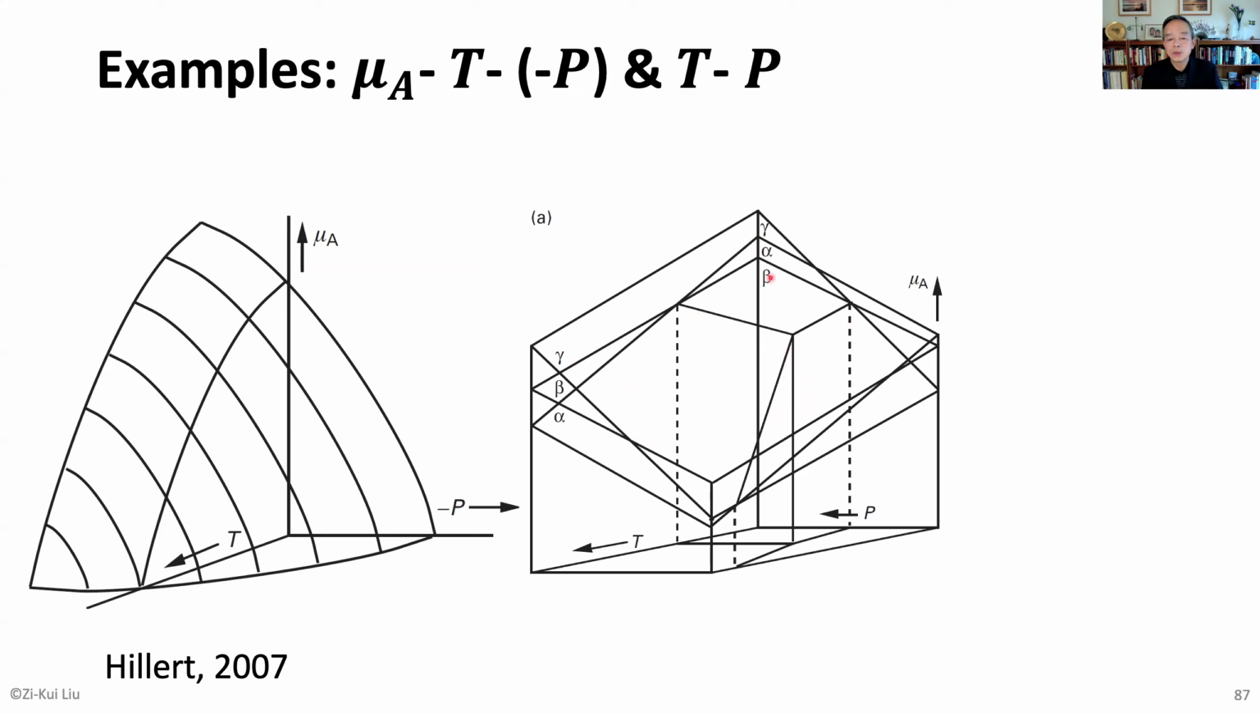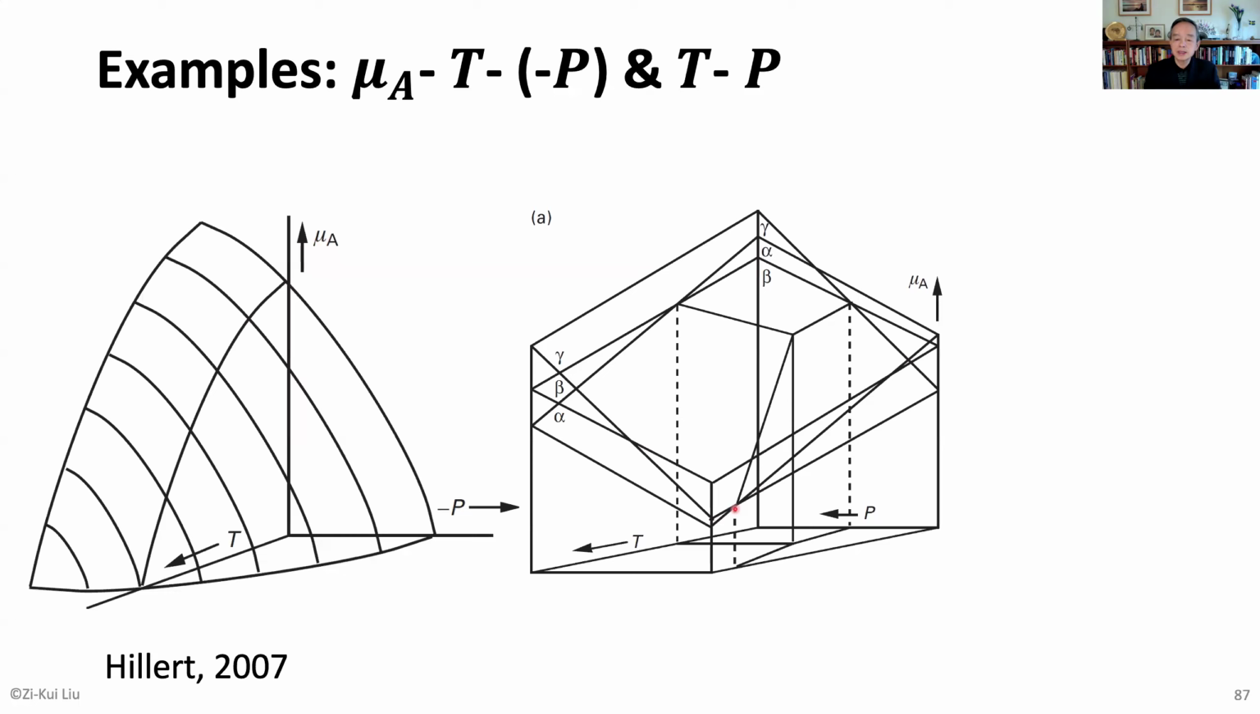Now you see when the beta and alpha areas meet each other, you get a two phase region here, right? So you have one two phase region between alpha and beta, one between beta and gamma, and one between alpha and gamma. So I have three lines now, and the slope of the lines can be calculated by the Clausius-Clapeyron equation.